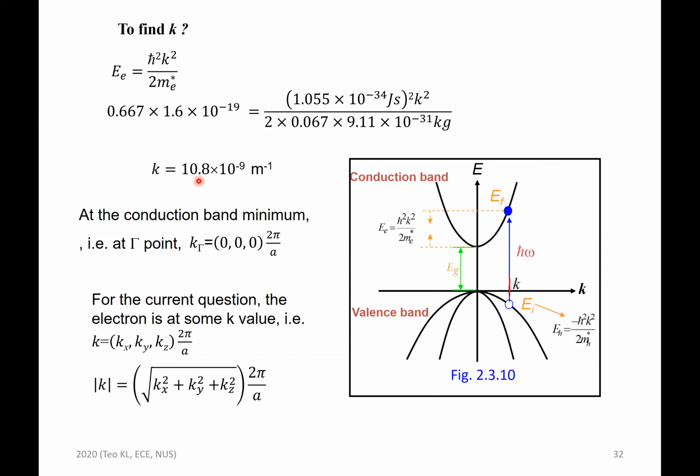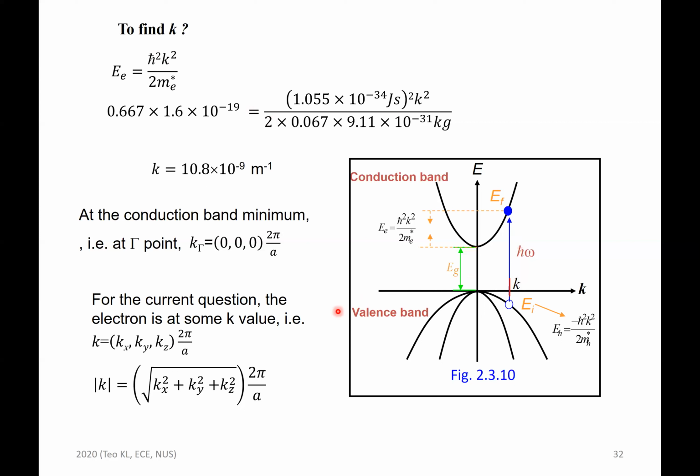Now, let us look at the band diagram again. The conduction band minimum, which is down here, also occurs at the top of the valence band. This is the gamma point. The gamma point is at kx equals 0, ky equals 0, kz equals 0, 3 components. And the unit is 2π over a, where a is the lattice constant. For the current question, the electron is at some k value, which is this k.